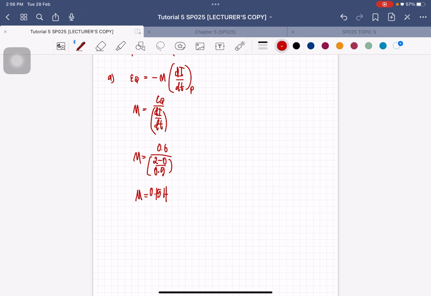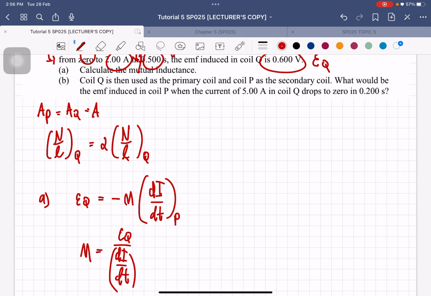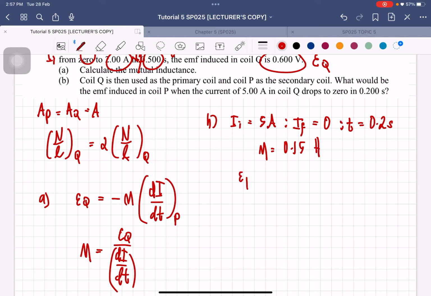Now let's do question B, which is the EMF. Coil Q is then used as the primary coil. What would be the induced EMF in coil P when the current of 5 ampere drops to 0? So initial is 5 ampere, final is 0 in 0.2 seconds. Now the mutual inductance should be the same, which is 0.15 Henry. But now we need to find the EMF of coil P.